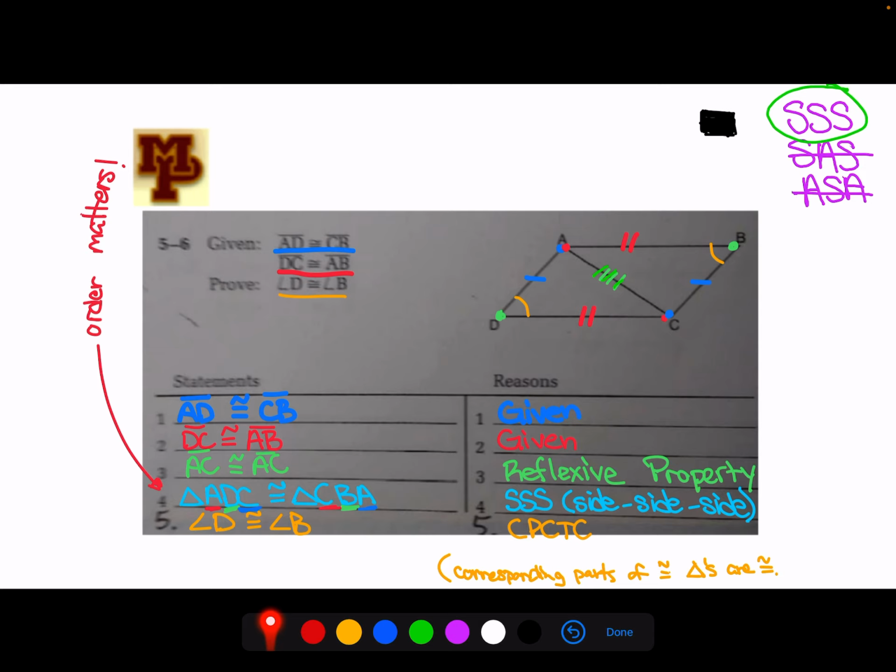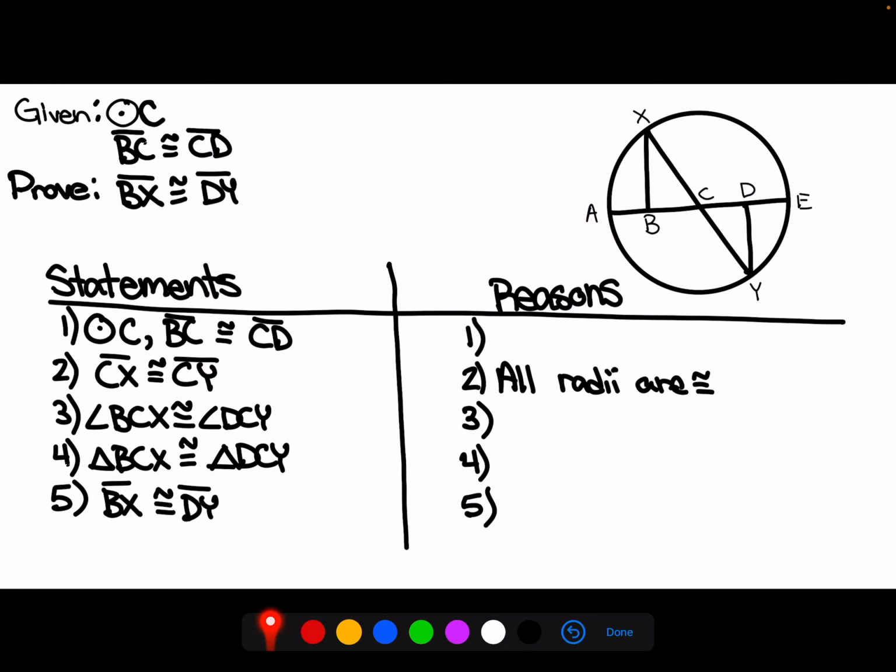Lastly, now that the 2 triangles are congruent, I can say that all the corresponding pieces are congruent. So we see that D and B correspond with one another. So therefore we can end our proof and say angle D is congruent to angle B because CPCTC, corresponding parts of congruent triangles, are congruent. With that, our proof is complete. All right, let's try out another one.